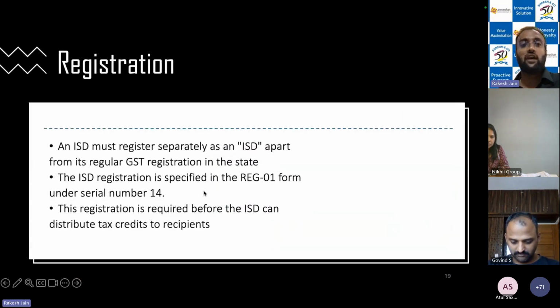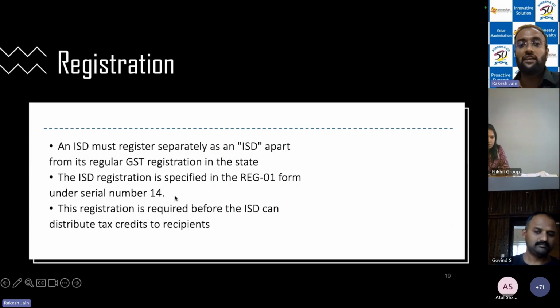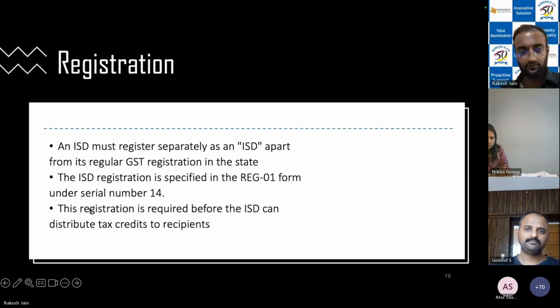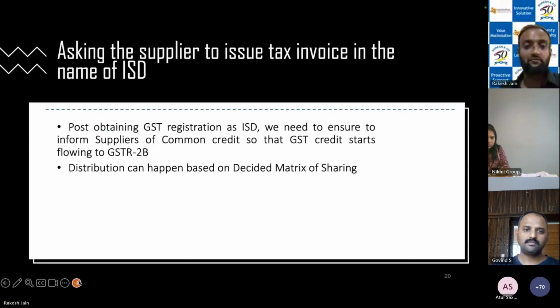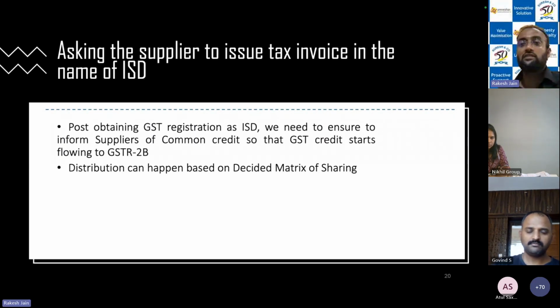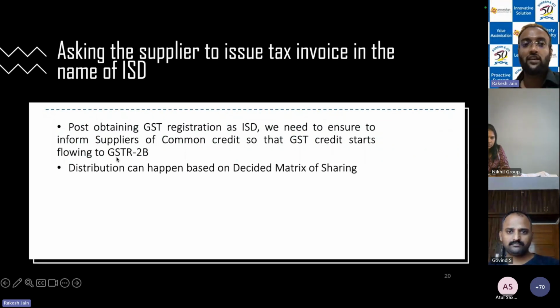Now, as I said, an ISD must register separately as an ISD apart from its regular GST registration in the state. An ISD registration is specified in REG 1. That is a form which we fill, right, for taking up a registration. You have to check serial number 14. This registration is required before the ISD can distribute the tax credit to the recipients. Then, as I mentioned earlier, after obtaining the GST registration as ISD, we need to inform suppliers of common credits so that the GST credit starts flowing in GSTR 2B and distribution can happen based on the decided matrix of sharing.